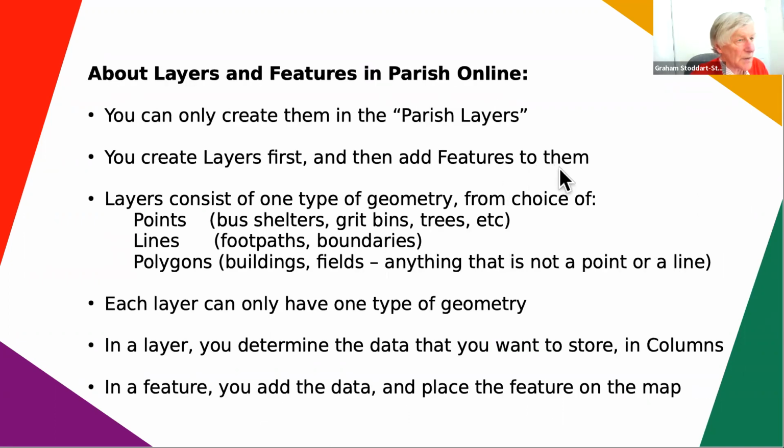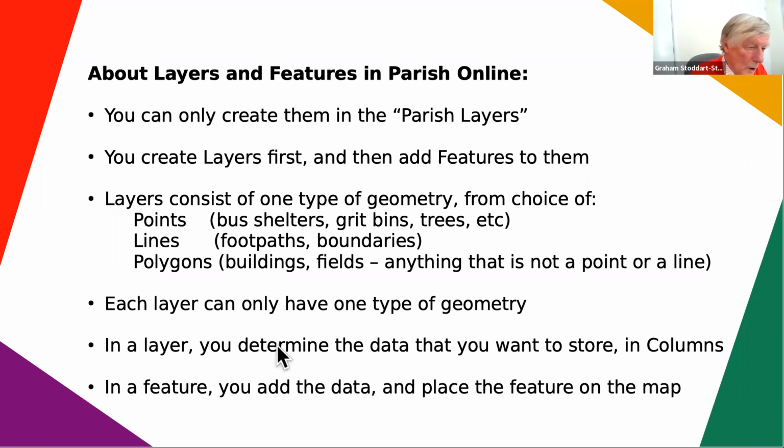Let me know if you're having problems with this. So what we're going to be doing is creating new layers, and you can only create new layers in your Parish layer collection. You create layers first, and then you add features to them. You can't add features to layers that don't exist. And each layer can only have one type of geometry from the point of view of a choice of points, which are things like bus shelters, trees, lines, which are fairly obvious, and polygons, which basically are everything else.